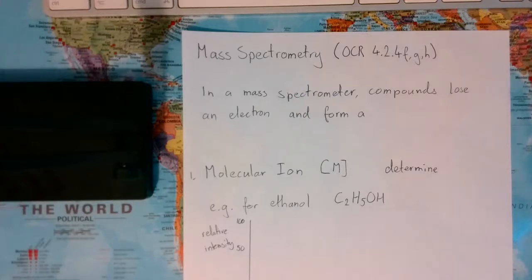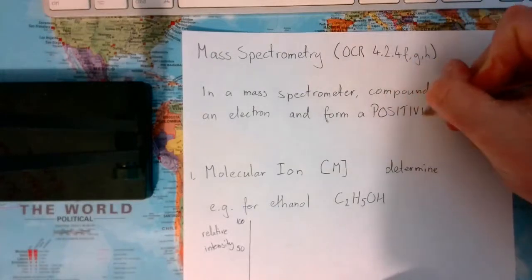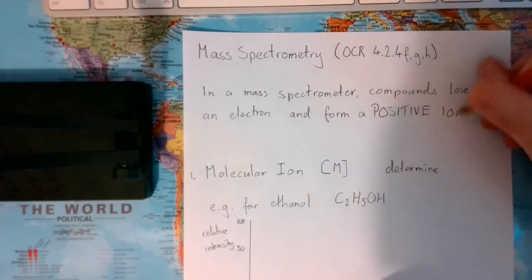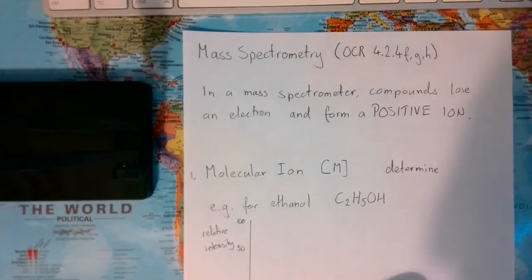just jump right in here and say that in a mass spectrometer compounds lose an electron and then they form a positive ion. And this is really crucial. All your answers to these questions will have to refer to the fact that you're forming a positive ion. Positive ion. Always a positive ion. I hope that we've got that.